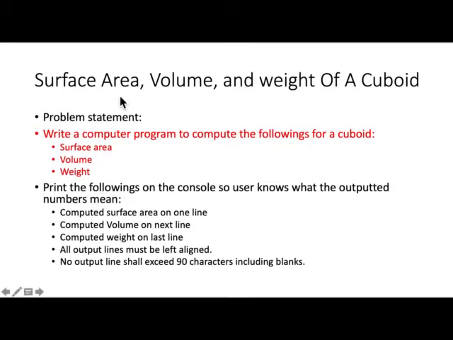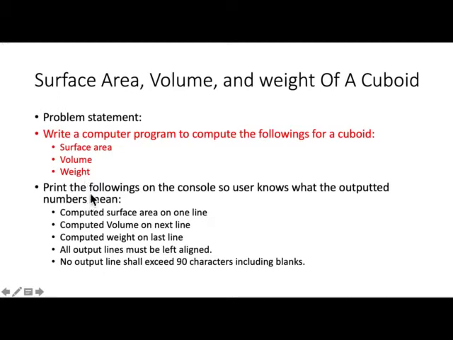We want to find the surface area, volume, and weight of a solid cuboid. A cube has all 3 dimensions the same. A cuboid has 3 dimensions that could be different. So here's our problem statement. Write a computer program to compute the following for a cuboid: its surface area, volume, and weight, assuming that it's a solid cuboid.